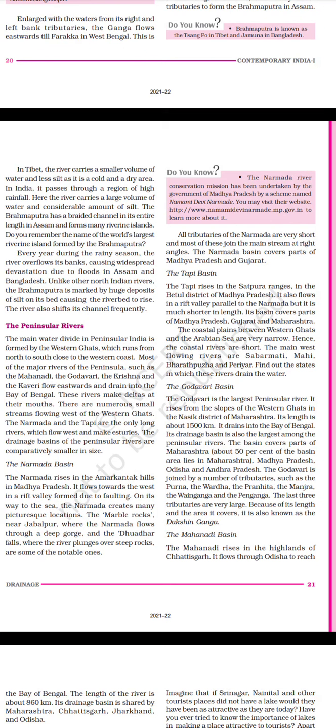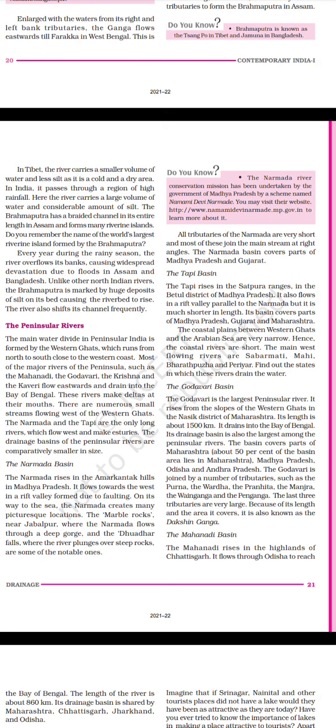Every year during the rainy season, the river overflows its banks, causing widespread devastation due to floods in Assam and Bangladesh. Unlike other North Indian rivers, the Brahmaputra is marked by huge deposits of silt on its bed, causing the riverbed to rise. The river also shifts its channel frequently.